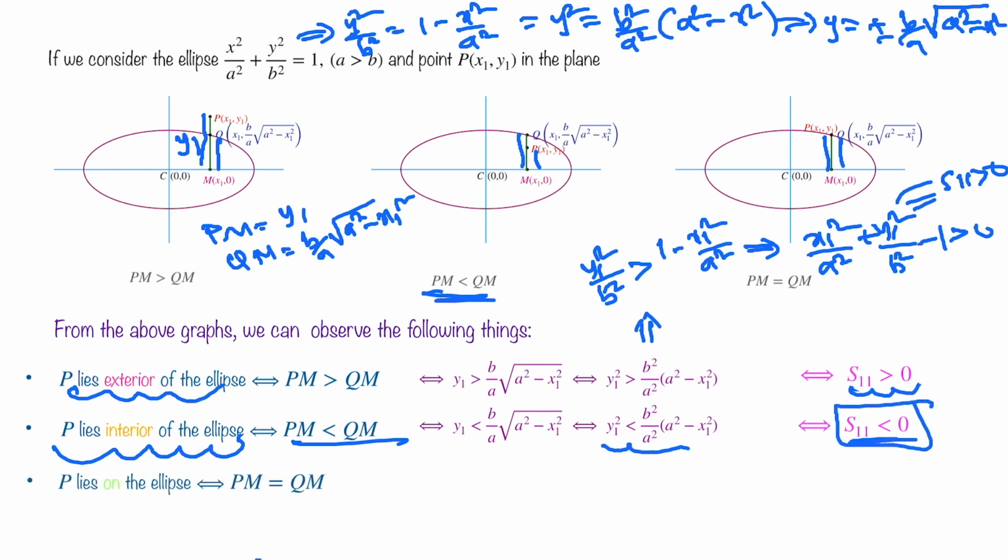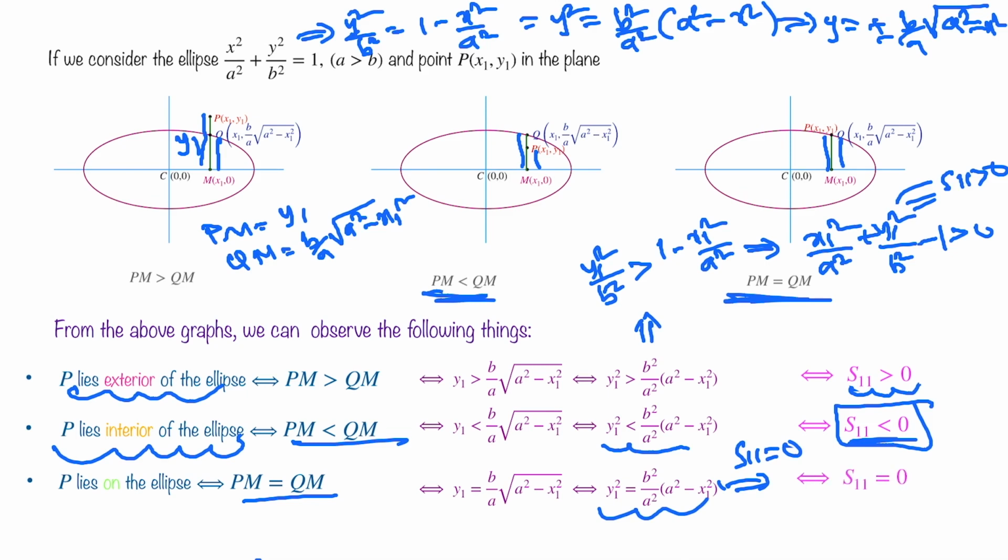Next, P lies on the ellipse if and only if PM equals QM. What is PM here? PM is y1, QM equals b by a under root a square minus x1 square. If you square both sides, you will end up with this, and this will be equivalent to saying that S11 equals 0. Therefore P lies on the ellipse if and only if S11 equals 0. This is how you can easily check whether a point is inside the ellipse, outside the ellipse, or on the ellipse. Okay, fine.